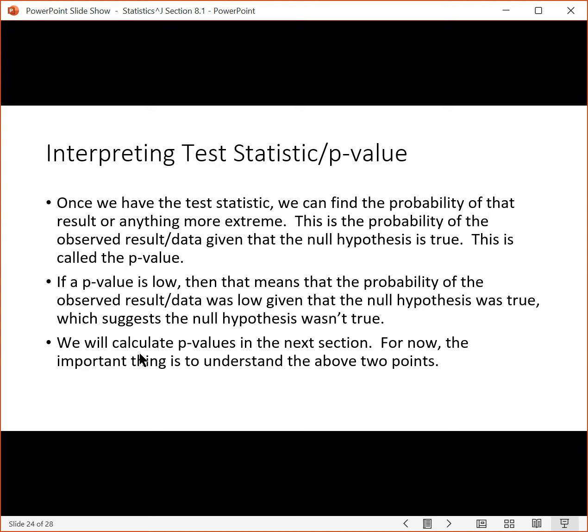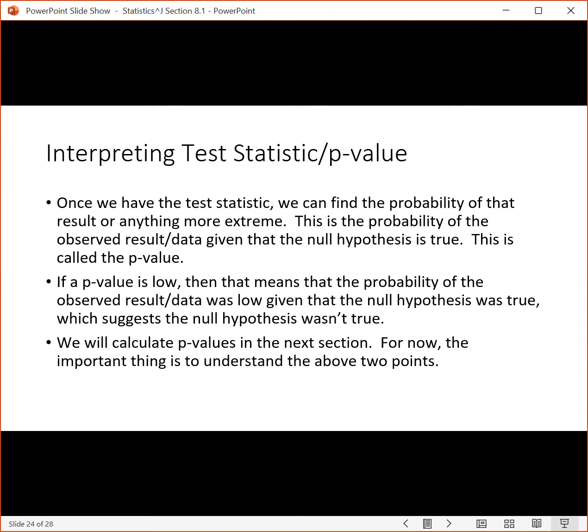So we will calculate p-values in the next section. So we're not going to do it in this section. But for now, the only thing that matters are the 2 above points. These are the 2 above points. So once we have a test statistic, we can go through and turn that into a probability, and that is going to be the probability of getting that result from the experiment you did, the observed result, given that the null hypothesis was true.